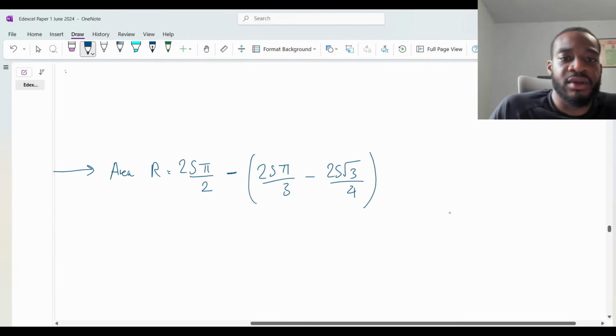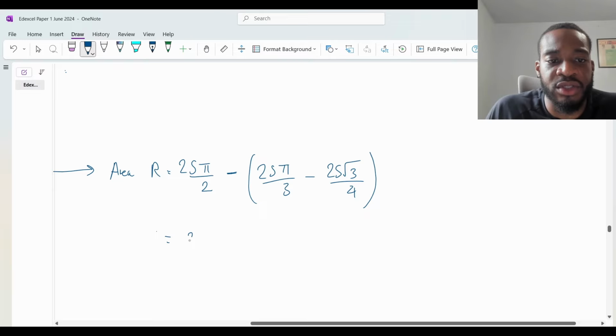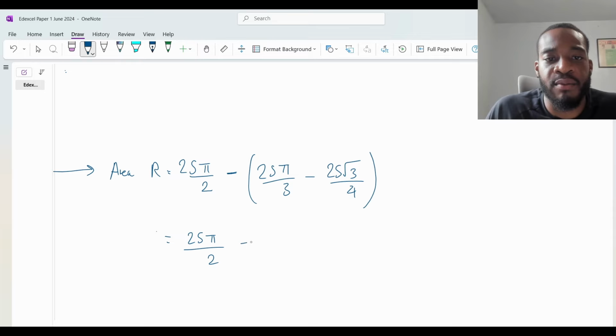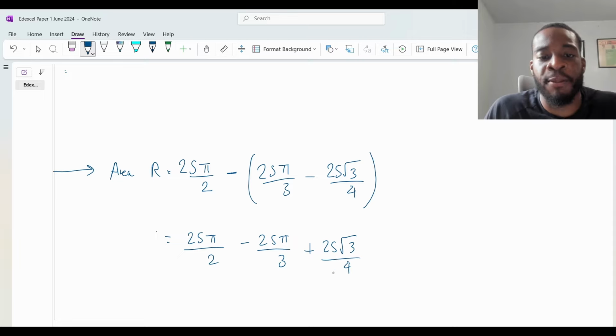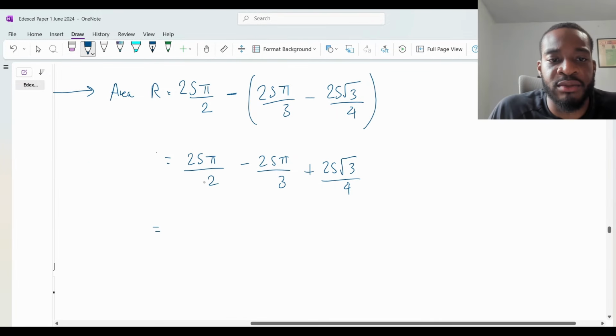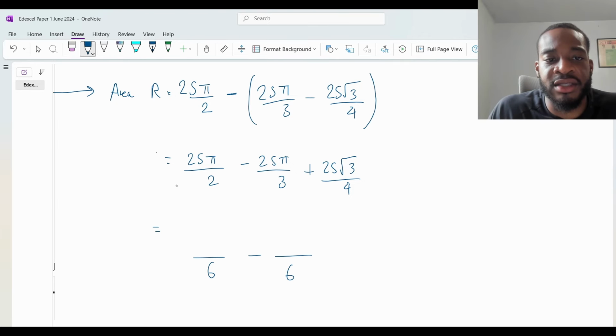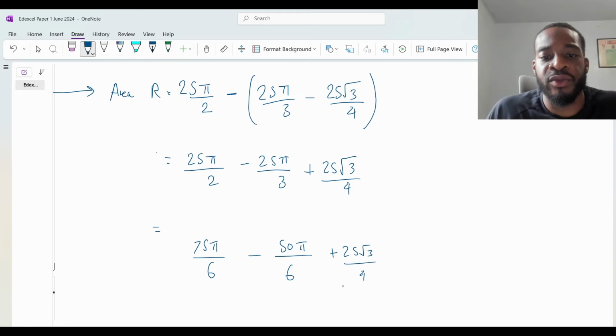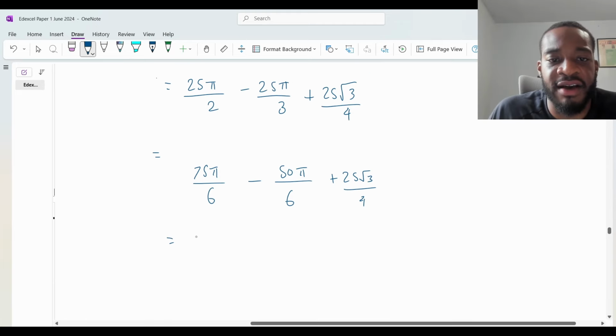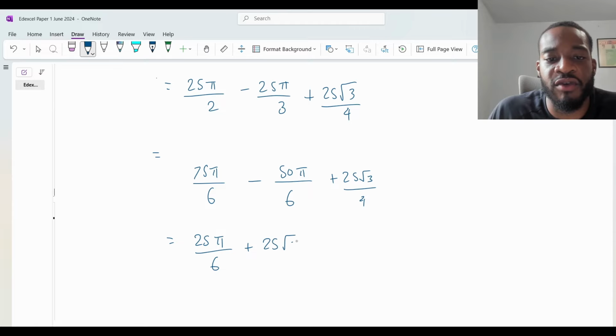Perfect. So working this out, that's going to be equal to 25 pi over 2 minus 25 pi over 3. Two minuses will make a plus 25 root 3 over 4. This right here, 2 and 3, we could put these over 6 like that, can't we? Times by 3, that's going to be 75 pi. Times by 2, that's going to be 50 pi. Plus 25 root 3 over 4. And now 75 minus 50 is 25. So it'll be 25 pi over 6 and then plus 25 root 3 over 4.